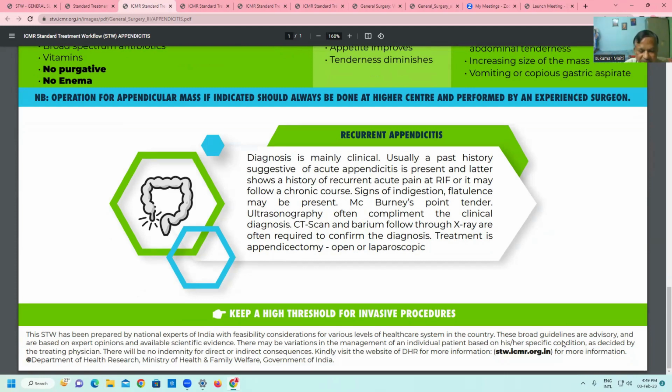Interval appendicectomy is not mandatory for all cases of appendicular lump. If the patient has persistent symptoms in the form of dyspepsia or chronic pain in the right iliac fossa, in that case we should think of interval appendicectomy. But if the patient has no symptoms following the primary treatment of appendicular lump or abscess, we may not go for interval appendicectomy. Another point I would like to make about laparoscopic surgery is laparoscopic appendicectomy in pregnancy. Pregnancy is not a contraindication for laparoscopic appendicectomy.